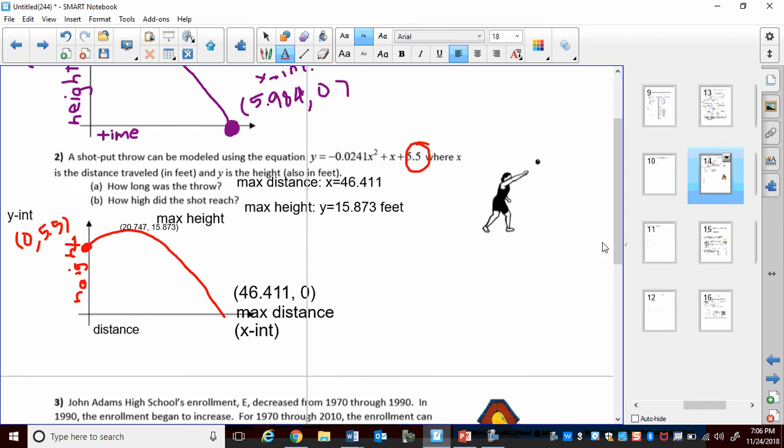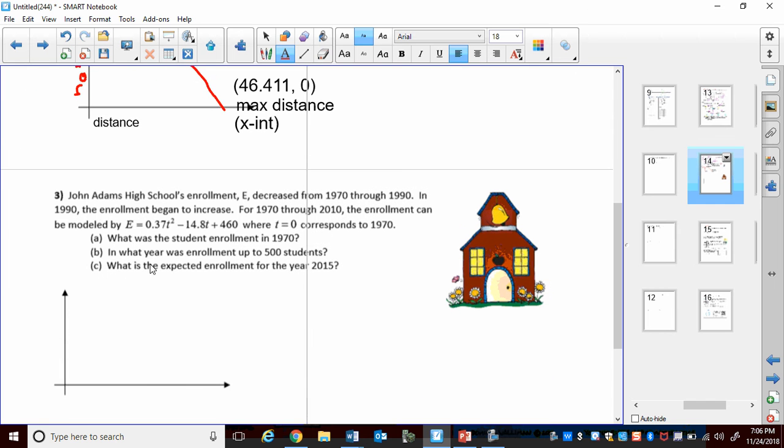So I want you to take the next one and use this equation and answer the questions regarding this equation. So you just go to Desmos, put the equations in, and you go and answer specific questions regarding this information. Okay, so it asks you initially what was the student enrollment in 1970, or what's the y-intercept is A. For B, in what year was the enrollment up to 500 students? It's going to take a little bit of work for that. And then for C, what is the expected enrollment for the year 2015?